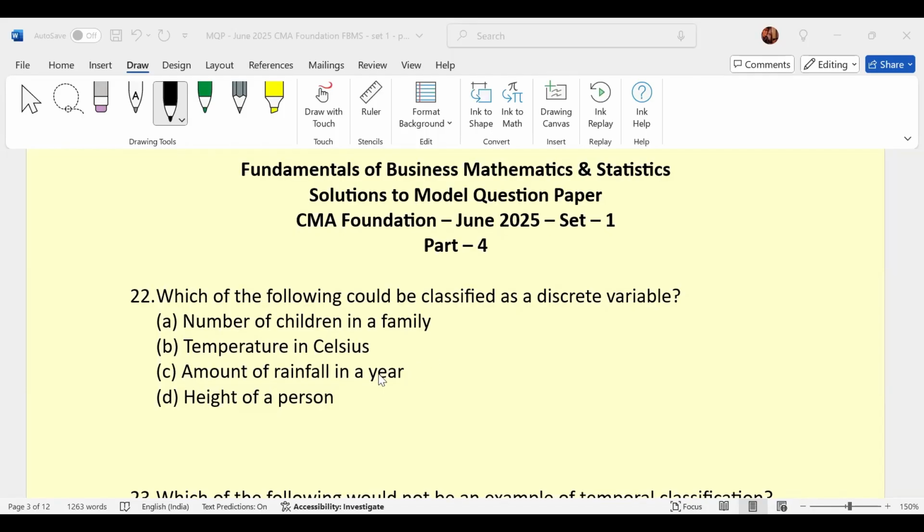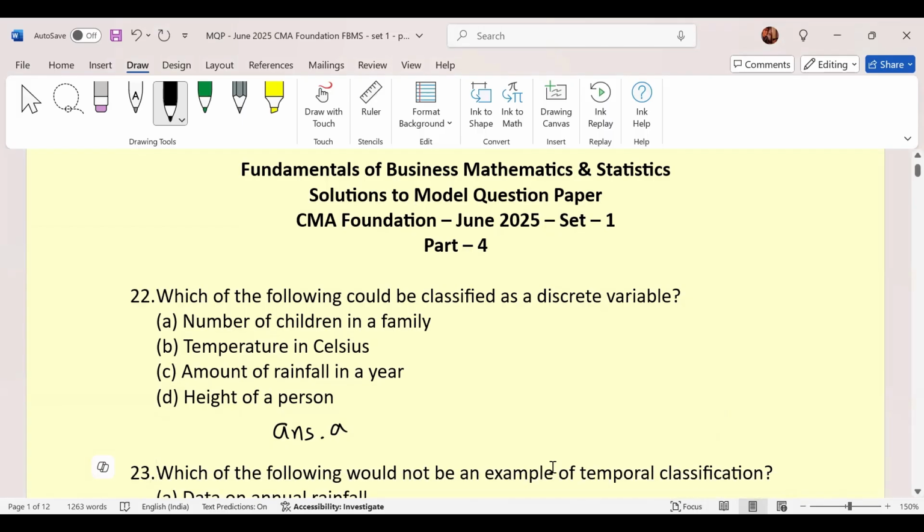Which of the following could be classified as a discrete variable? Discrete variable means it will take countable integer values. If we look into B, C, D, these can all take decimal values also, except for the first one. So the answer is A, number of children in the family. Let me move on to the next question.